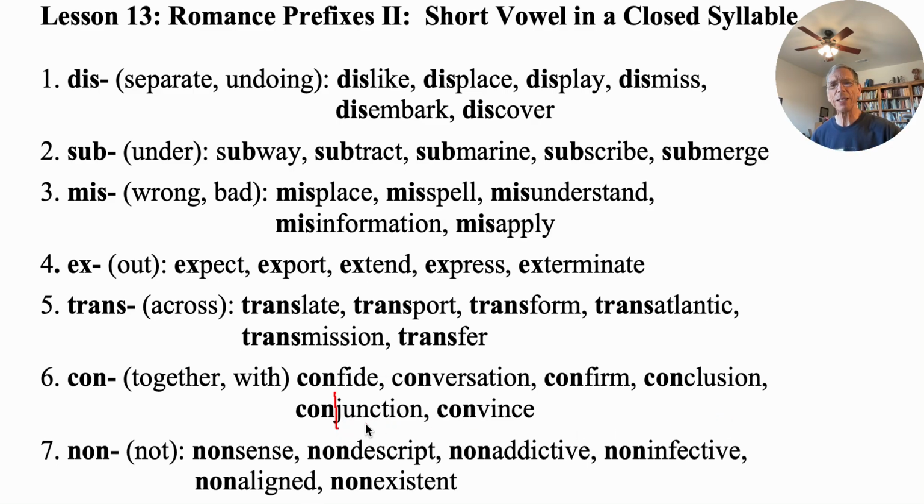Conjunction, again, numerous meanings. The words and, but, or, nor, those are conjunctions. So con means together with, and junction means to join. So a conjunction is when you bring two things together.